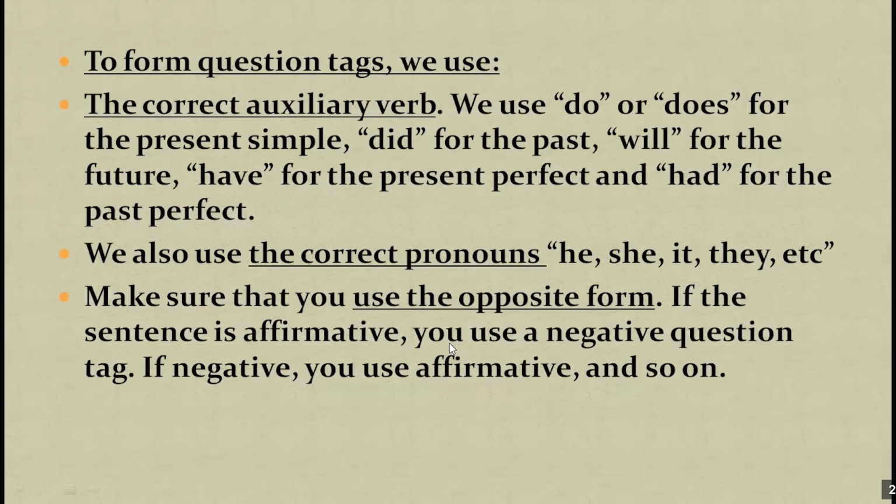Now, how do we make question tags? First of all, you need to choose the correct auxiliary verb. We use do or does if you're making a present simple question tag, did for the past, will for the future, have for the present perfect, had for the past perfect. After that, make sure that you use the correct pronoun, he or she or it or they, and then remember to use the opposite form. If the sentence is affirmative, you use a negative question tag. If negative, use an affirmative question tag, and so on.